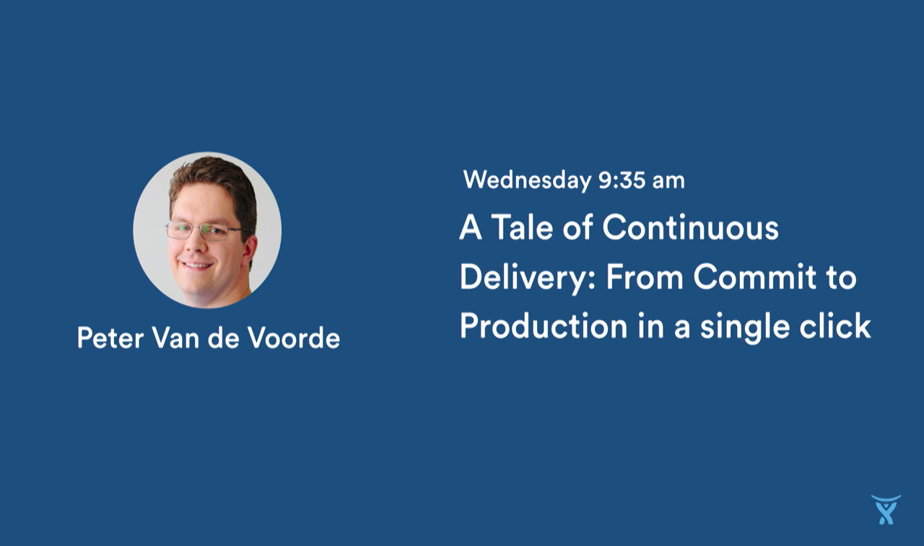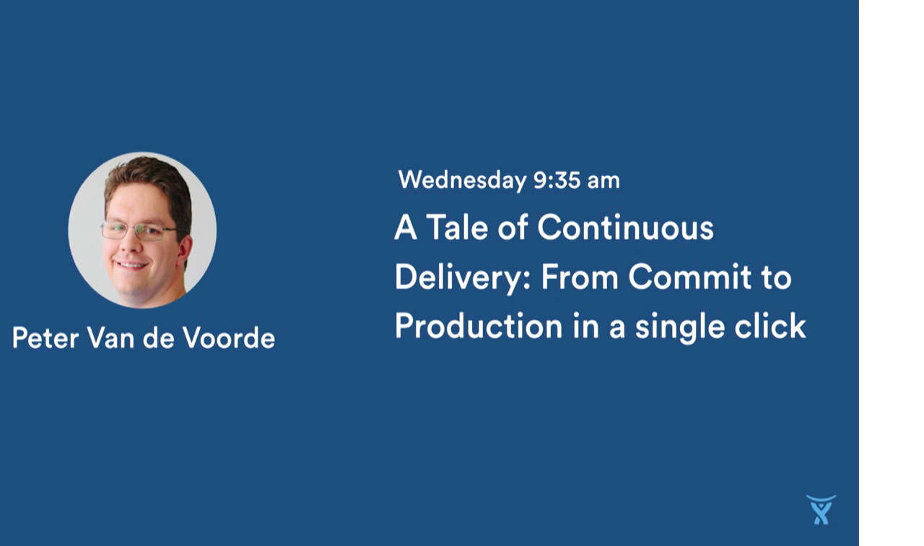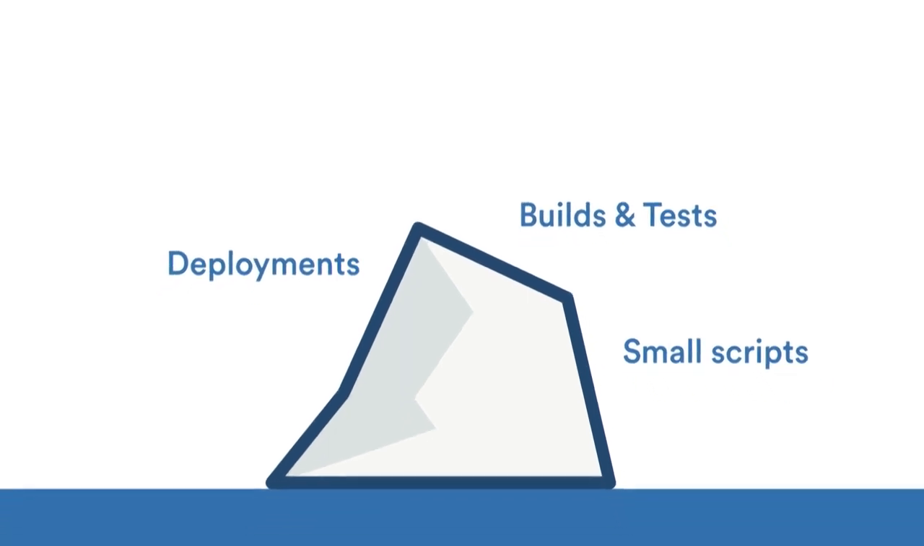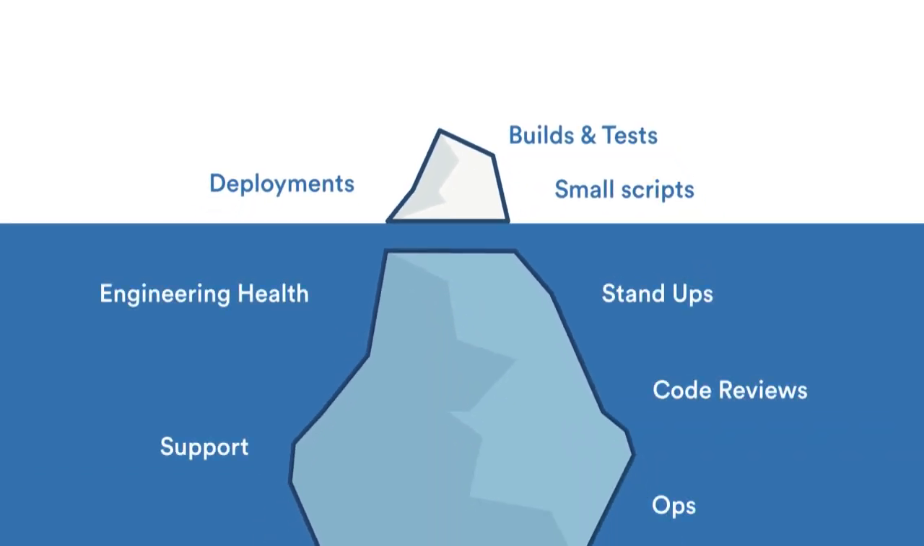But 10 years ago, we started with continuous integration. We added continuous delivery. And when we think about automation, we think about these deployments, builds and tests, small scripts that maybe run on your servers. But this is actually just the tip of the iceberg. Automation, you can automate much more in software development than just this. You can automate your engineering health, your support, your stand-ups, your code reviews, your ops.